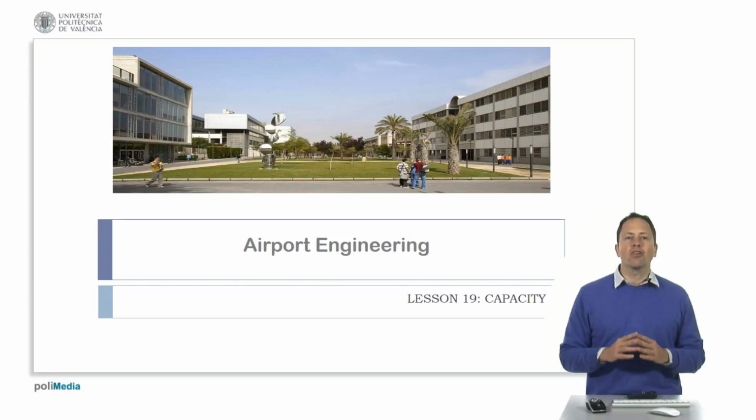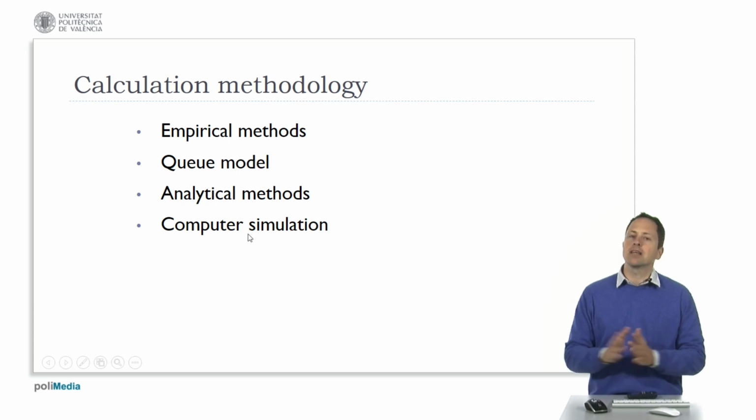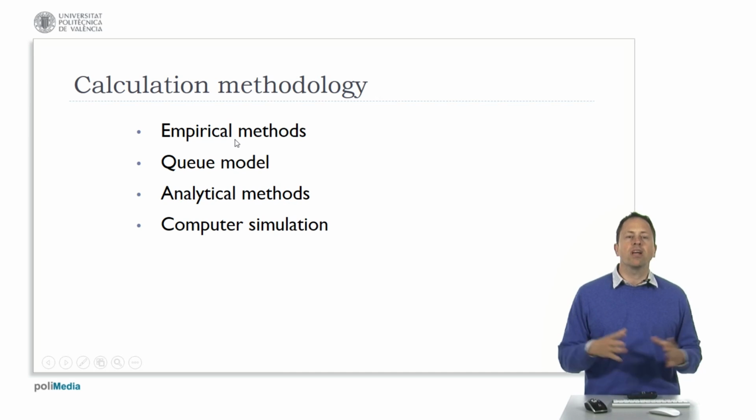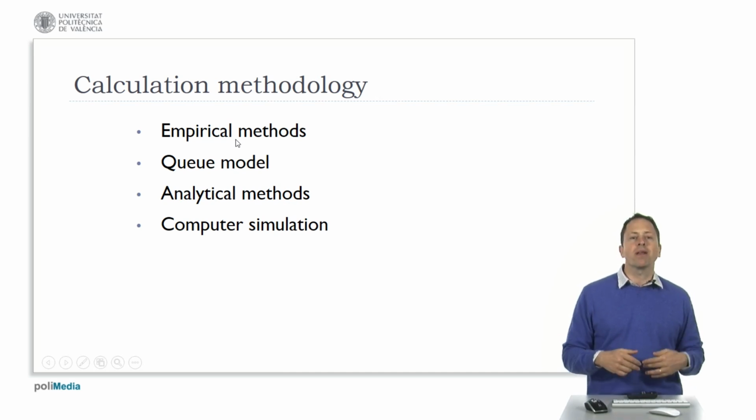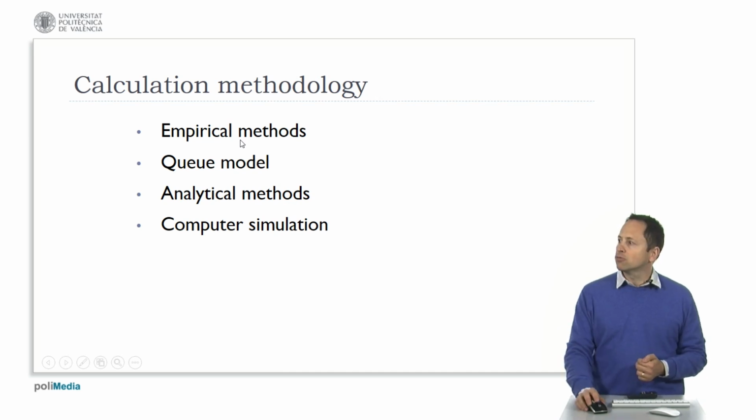We are going to see the methodology for capacity calculation. Usually, to calculate the airport capacity there are empirical methods, queuing models many times mixed with analytical models, or computer simulation methods. Empirical methods collect statistics from many flights and from that, obtain a few graphs or formulae that will enable us to predict the capacity as a function of mix, departures, etc.